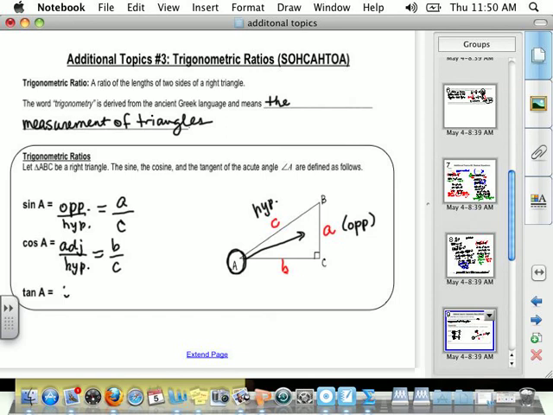And then tangent is opposite over adjacent. So opposite is A, adjacent is B. That's just for angle A. If I talked about angle B, adjacent would be A, right?